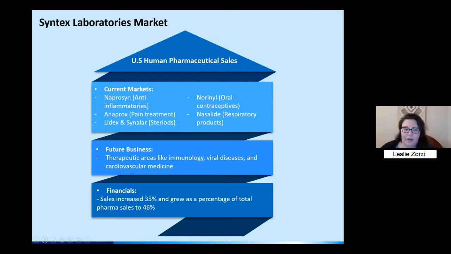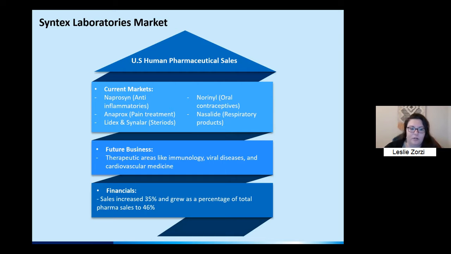Next, we move into Anaprox, which is an analgesic, and it supports different types of pain. This market is increasing in new prescriptions and total prescriptions, but Syntex is a pretty small competitor in this market, and it's highly competitive. Next, we move on to Lidex and Synalar, which is a topical steroid market. It's been seeing a pretty steady increase, but the patent has unfortunately expired for Syntex. As that patent expired, competition has grown immensely in that area, especially due to the fact that our competitors are selling to both dermatologists and general practitioners.